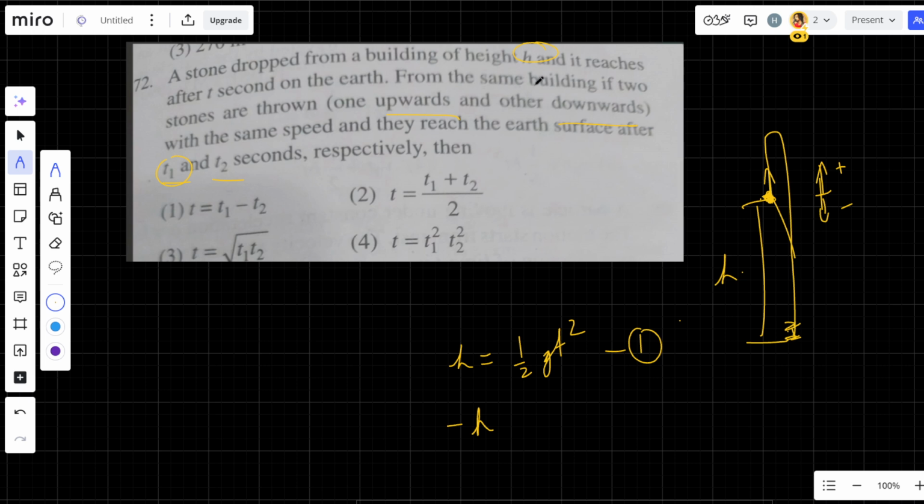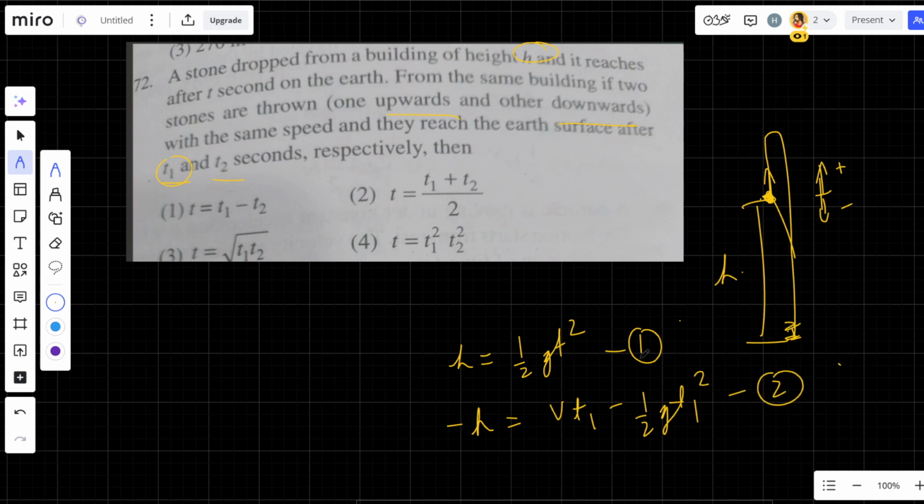Because it is being thrown upwards now with some velocity, minus h is equal to, this time it is thrown upwards, so plus v t1, because the total time taken is t1. This time is the total time, not the topmost time. I'm not dividing it into two parts; I'm taking the overall journey. So the displacement, which is minus h, is equal to u into total time taken minus half g t1 square. That's my equation number two.